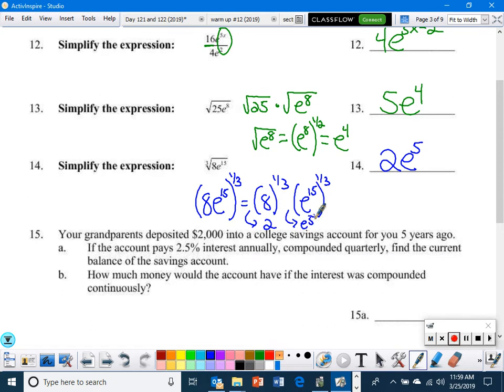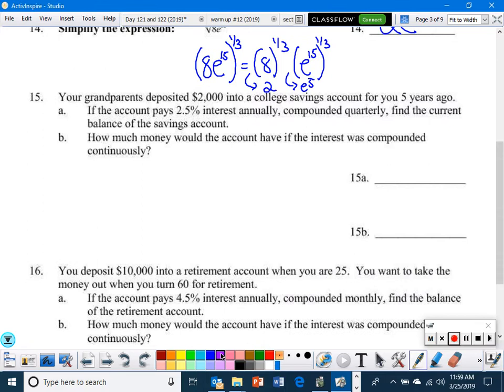And that problem is done. Okay, next part, number 15. Your grandparents deposited $2,000 into a college savings account for you 5 years ago. If the account pays 2.5% interest annually, compounded quarterly, find the current balance of the savings account. Always remember to change your percent to a decimal. So that would be 0.025. And the formula that we need for this one is the amount equals the principal times 1 plus the rate divided by n, the number of times per year, parentheses, to the number of times per year times time.